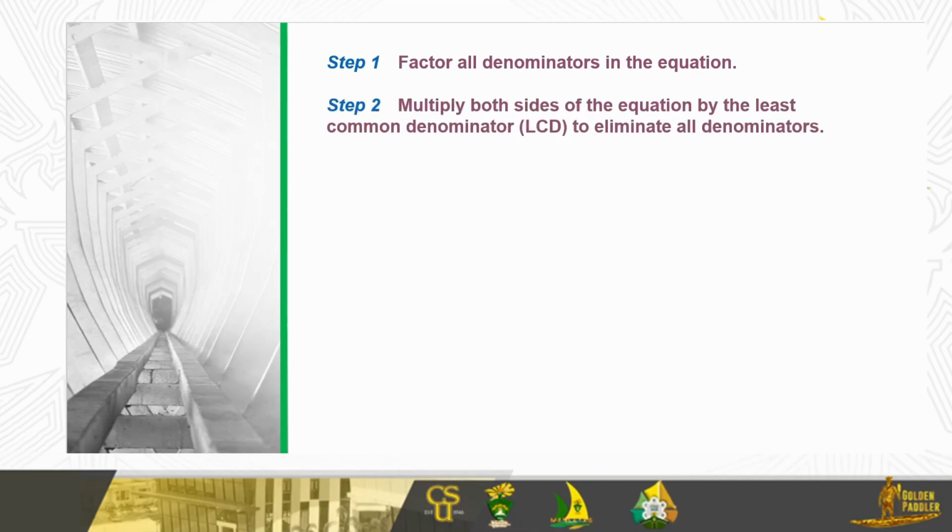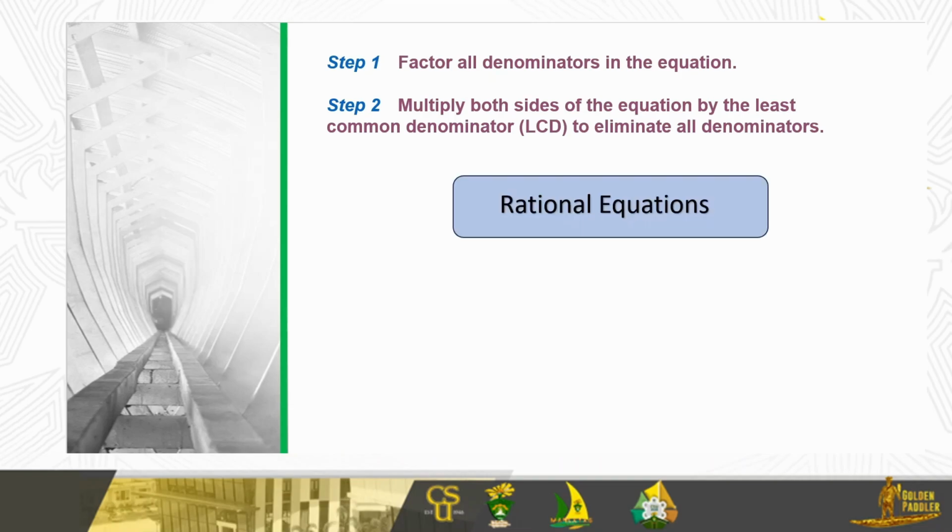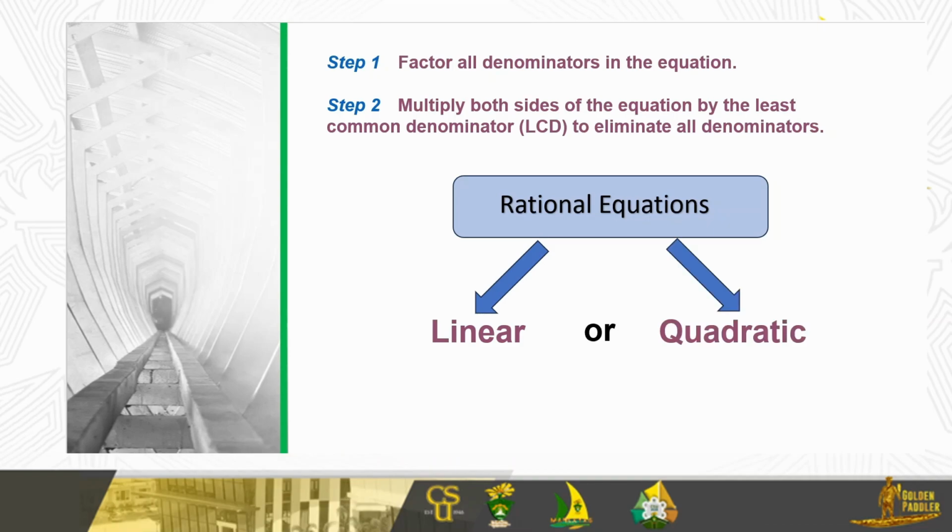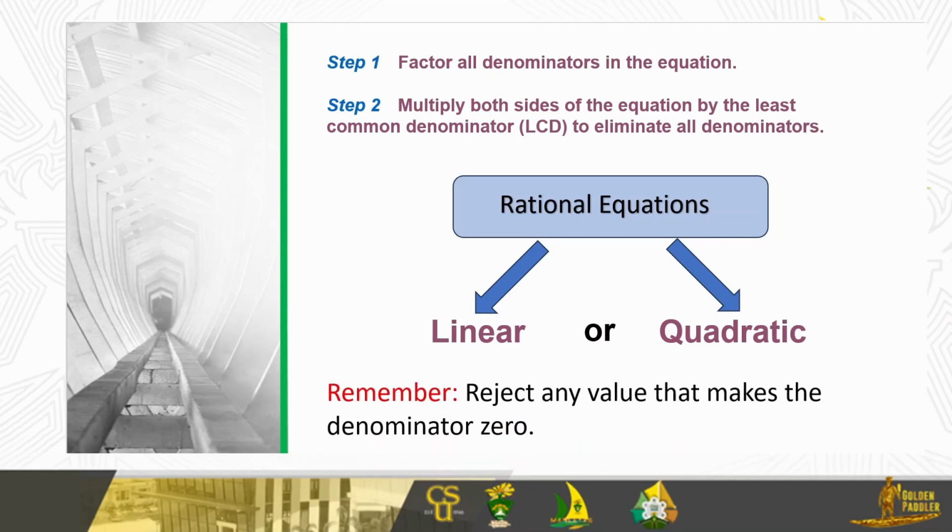Solving rational equations involves only two steps. Step 1. Factor all denominators in the equation. Step 2. Multiply both sides of the equation by the least common denominator, or LCD, to eliminate all denominators. After doing these two steps, the rational equation is reduced to either a linear or quadratic equation. So, solve each of these accordingly. And remember to reject any value that makes a denominator 0 in the original equation.